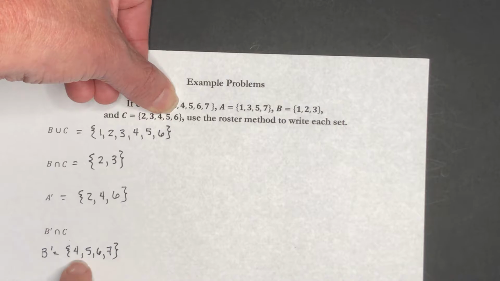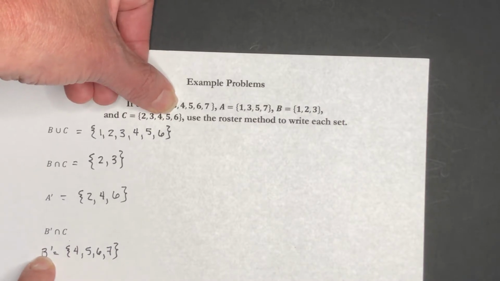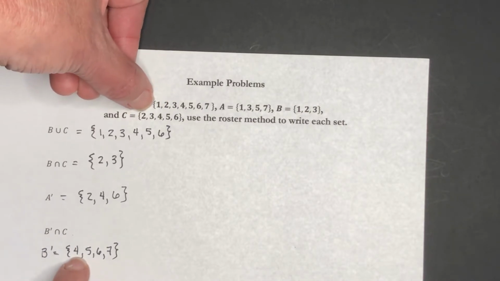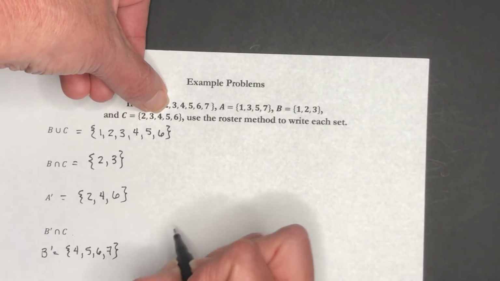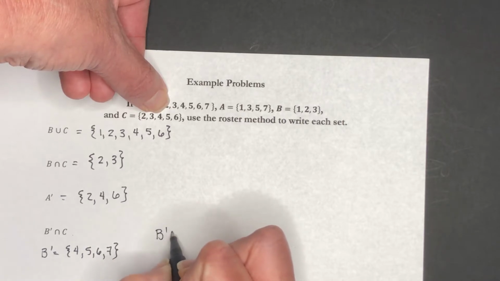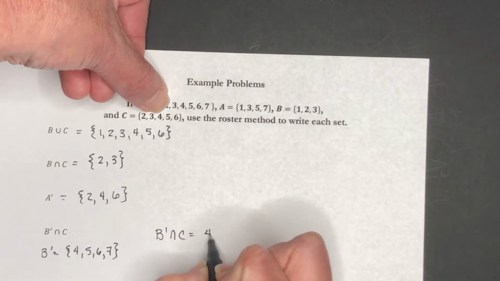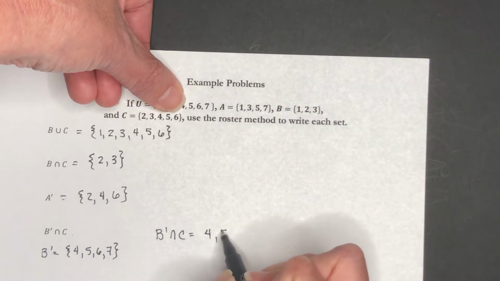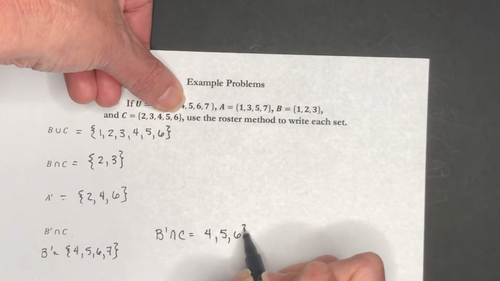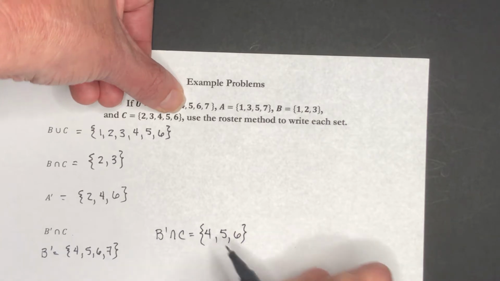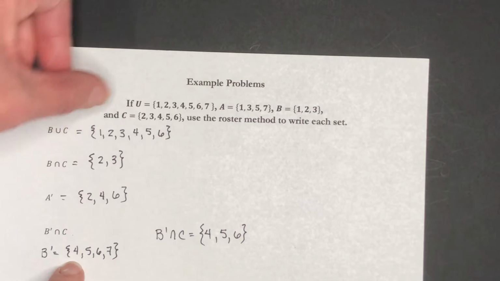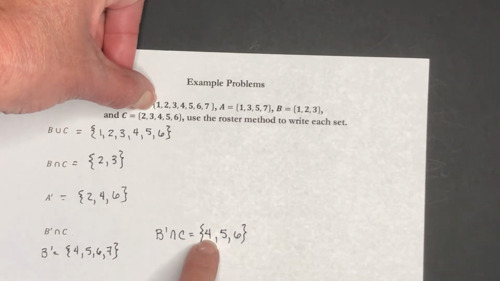Okay, now I want to do B prime, the complement of B, intersected with C. So what do these have in common? Not a 2, not a 3, but they do have a 4 in common. Okay, they do have a 5 and a 6. So I needed this little piece first, and then I compared this to the C I was given to get here.